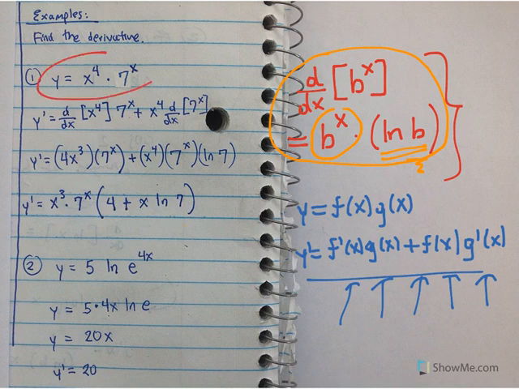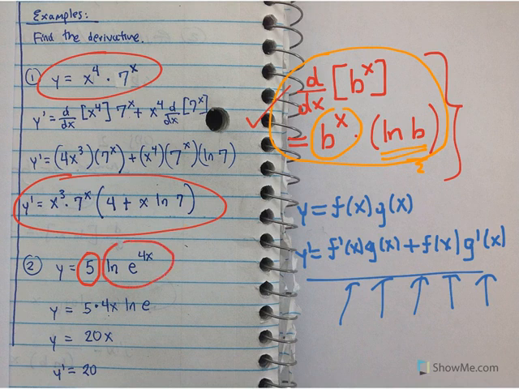So our final answer for number 1, the derivative of y is equal to x to the 4th times 7 to the x, is right here. And we were able to find that using the product rule and the differentiation rule that we just learned today. So let's take a look at number 2 now. Our function is 5 times the natural log of e to the 4x. So 5 is a constant, so we have a constant multiple times this function, so we can use something called the constant multiple rule. So we just write the 5, and now we need to find the derivative of natural log of e to the 4x. How do you do this?